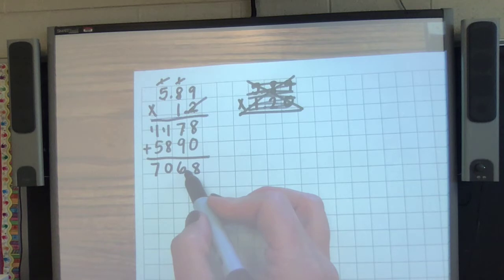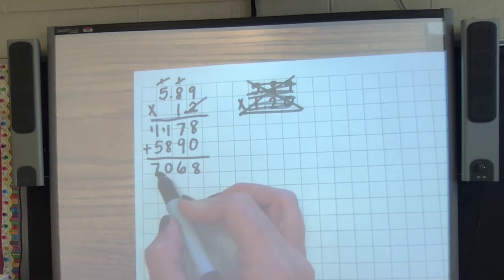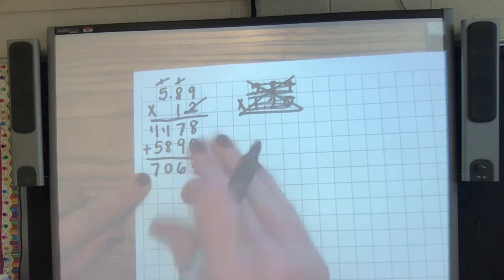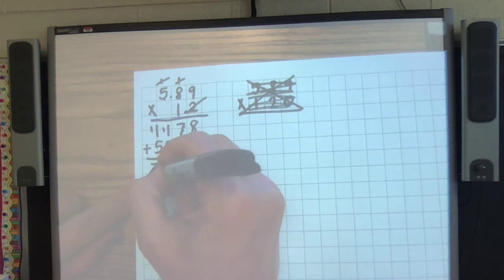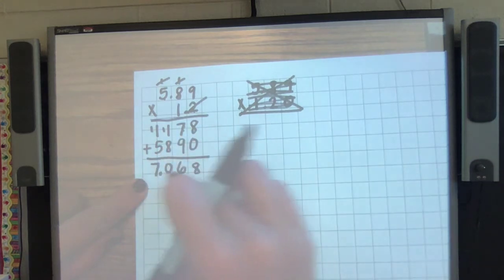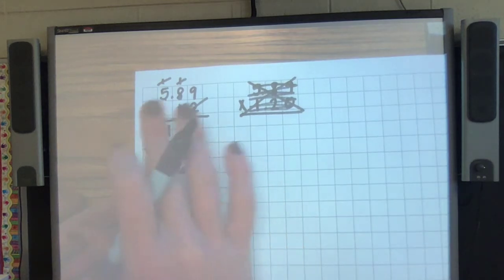Would 706 make sense? No. If I put my decimal here, $7.06, would that make sense? Yes. So my decimal is going to come here. Yes, this is more than the 2 digits that we normally see with money, but that's okay.